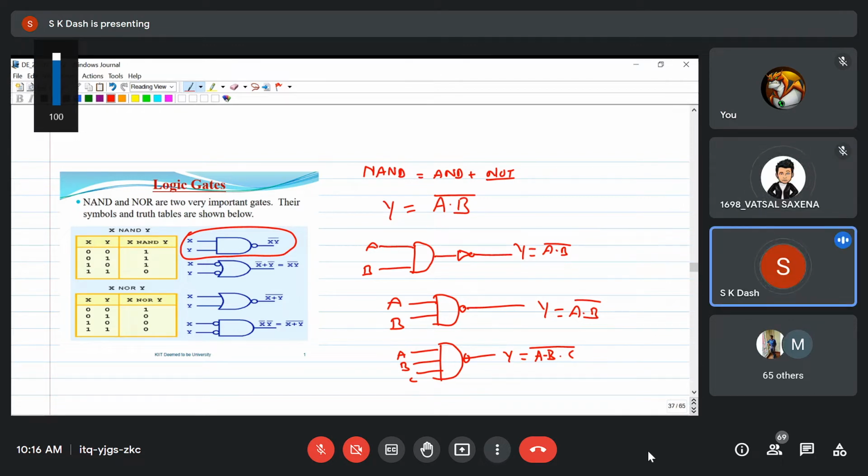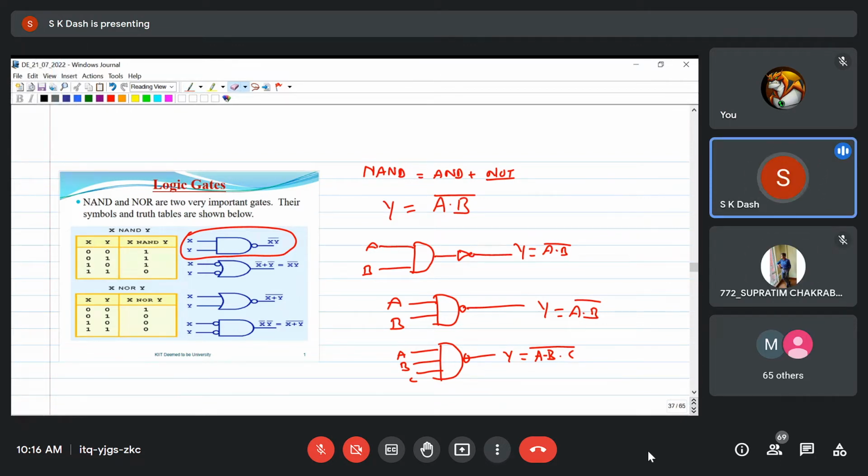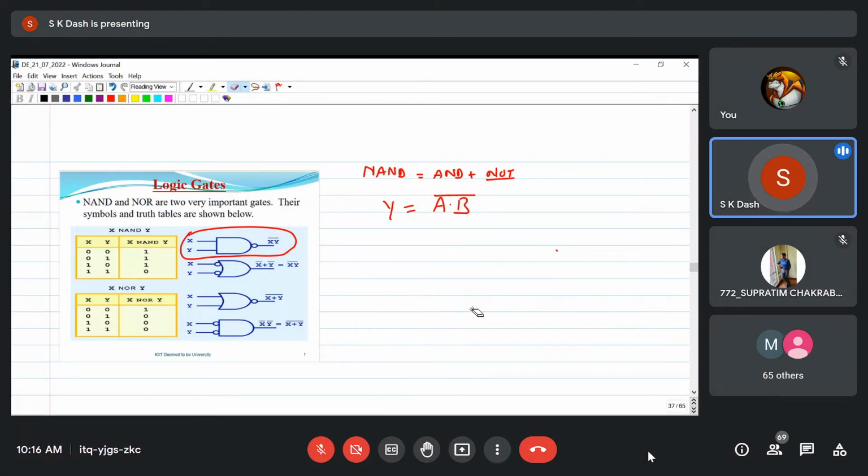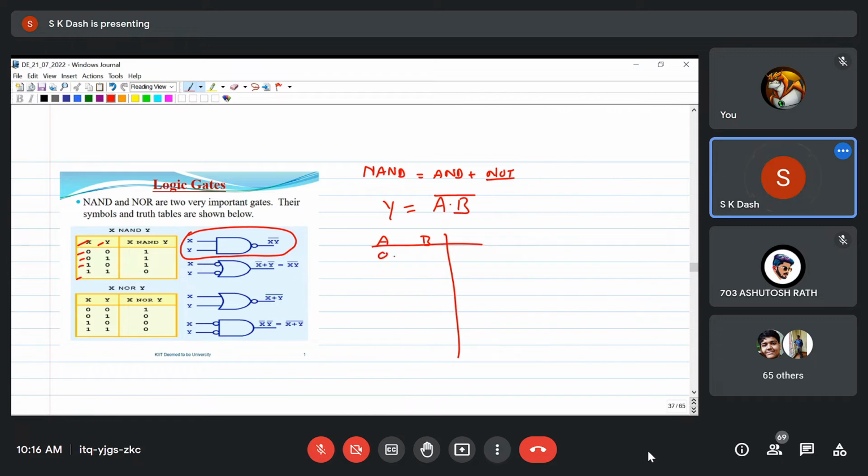Now coming to its truth table, what will happen to its truth table? If we have two inputs, how many possible combinations will be there? Four possible combinations. So now suppose these two are two inputs, x y. So this is 0 0, 0 1, 1 0, 1 1. Let me write again with the help of A B: 0 0, 0 1, 1 0, 1 1.